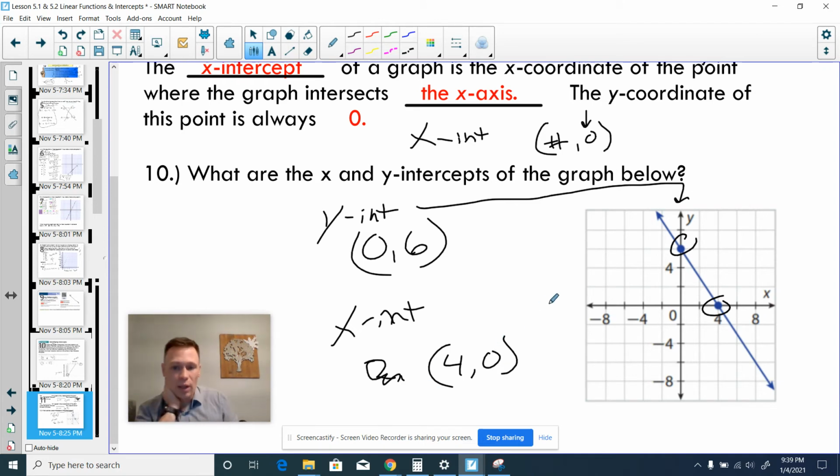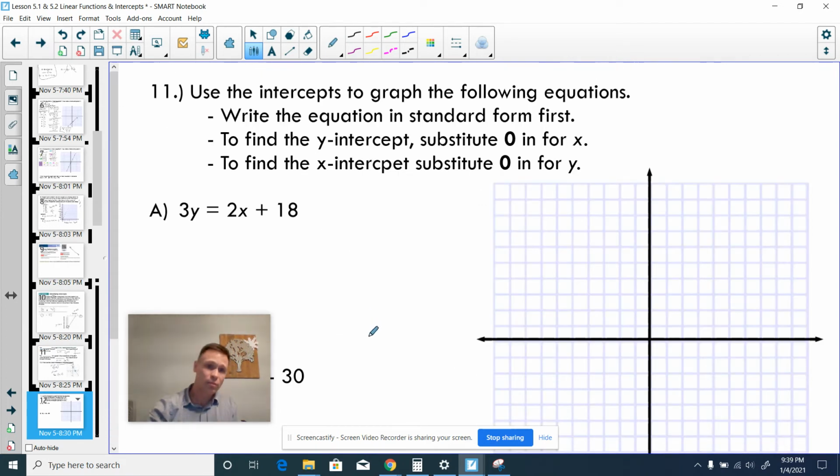Okay. So that is how I identify an x and y axis. Notice if I were to graph this, I could just plot those 2 points and then draw the line. Now, we're going to use the intercepts method. Use the intercepts method to graph the following equations.